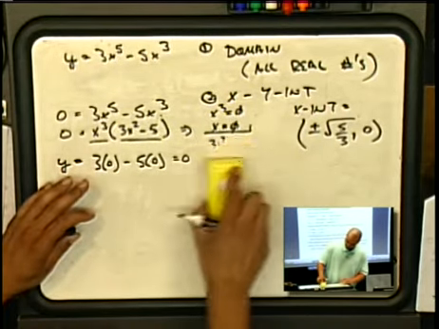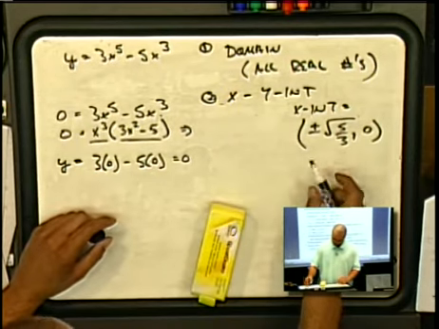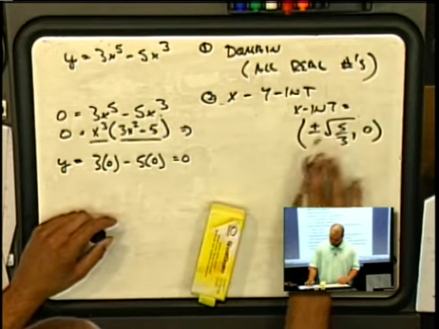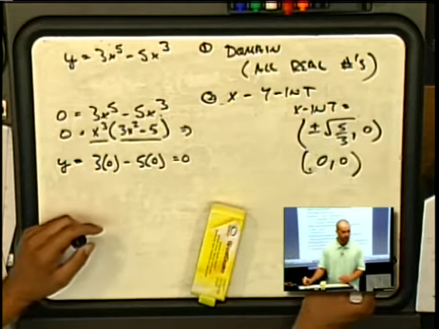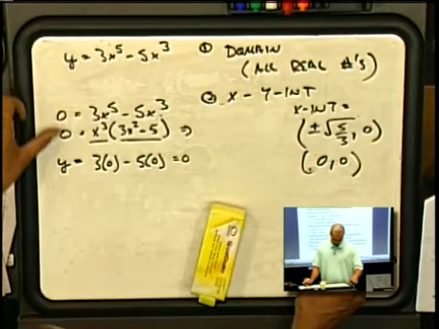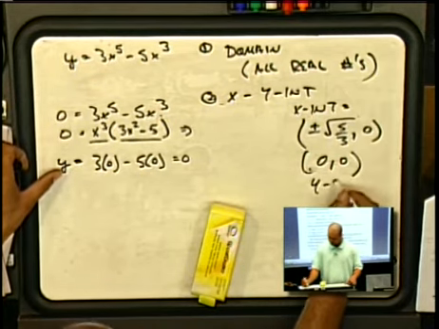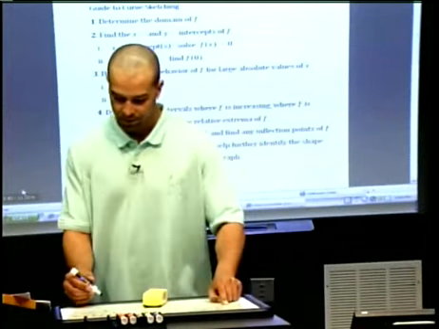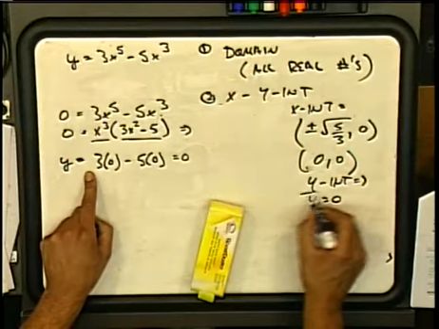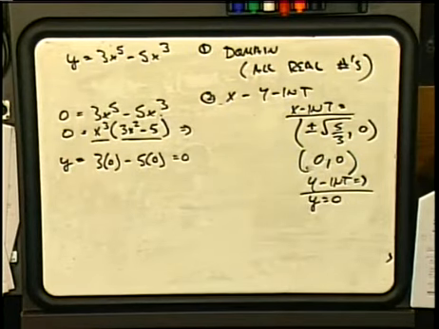Everybody got that? So you got x equals 0, and for the y-intercept, y equals 0, that's from right here. Next, determine the behavior of f for large absolute values of x.